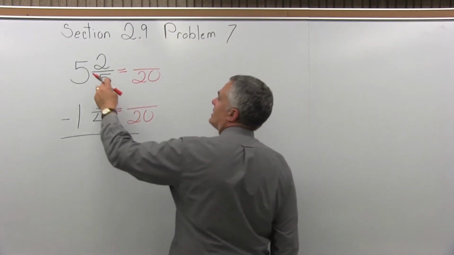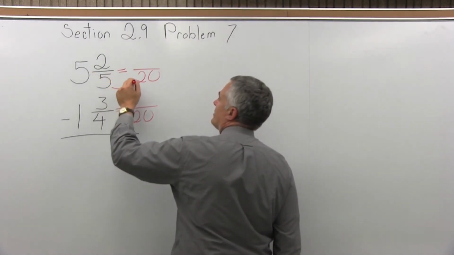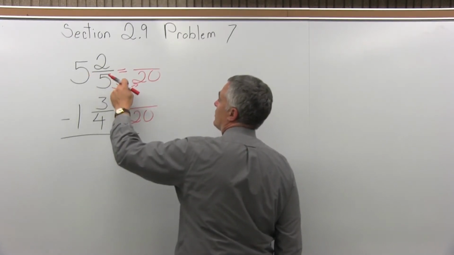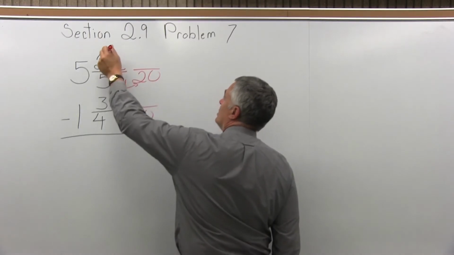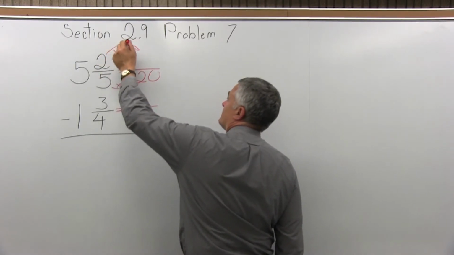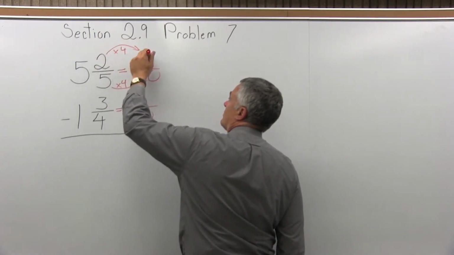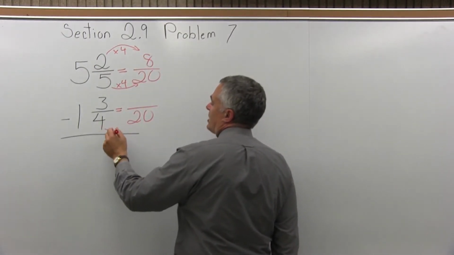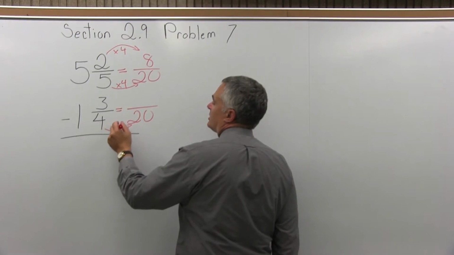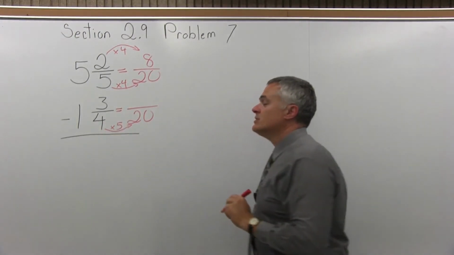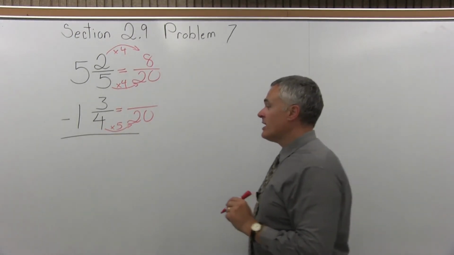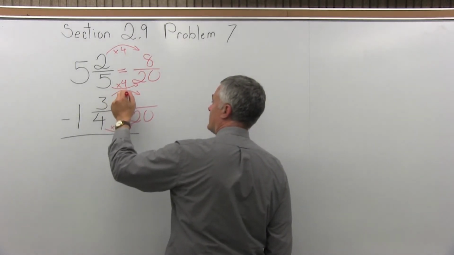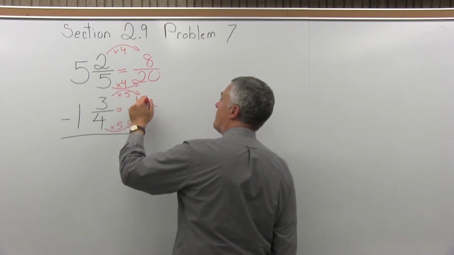For the upper fraction, the denominator of 5 times some value was equal to 20, so it must have been times 4. 5 times 4 is 20. So the numerator gets multiplied times the same value. 2 times 4 will be 8. And now for the lower fraction, the denominator of 4 times some value multiplies to make it 20. So that value would be 5. 4 times 5 is 20. So the numerator gets multiplied times the same value. 3 times 5 is 15.